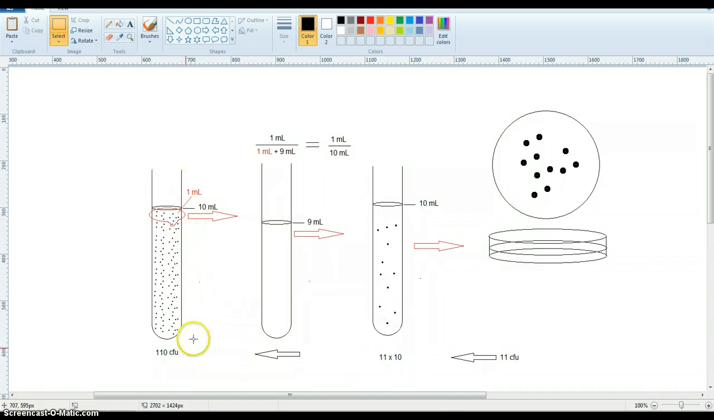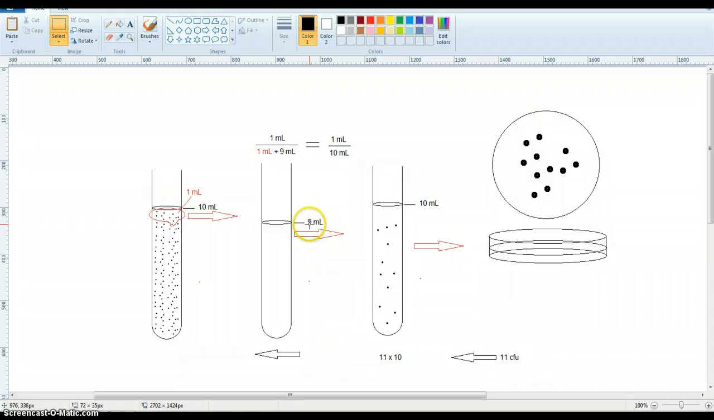So we're gonna start with an unknown sample. It's unknown, and so what we're gonna do is we're going to take 1 milliliter out of this sample, and we're going to put it in a 9 milliliter flask. Okay. You want to make sure that these two things add up to be 10. Okay. So it's 1 milliliter and 9 milliliters.